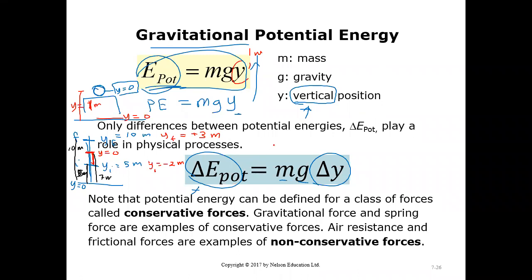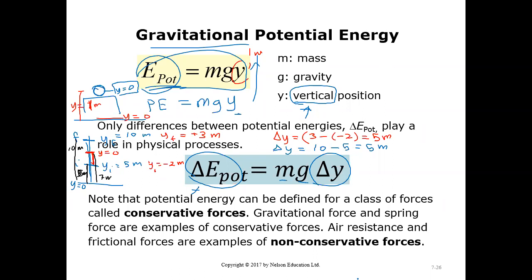Now let us get the delta y. According to the red guy, what is delta y? Delta y is equal to 3 minus -2. How much is it? 5 meters. According to the blue guy, delta y is equal to y final, which is 10, minus y initial, which is +5. So it doesn't matter where you choose the 0. Delta y is the same.